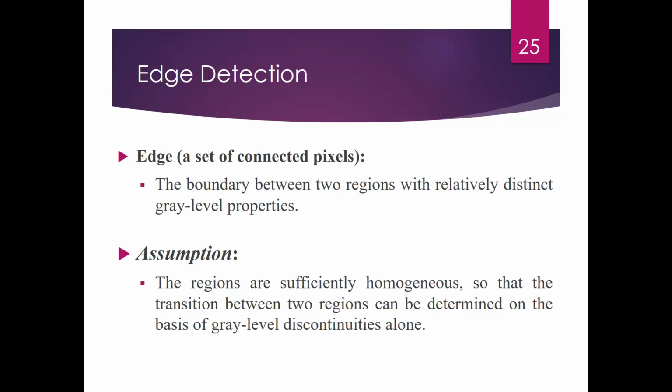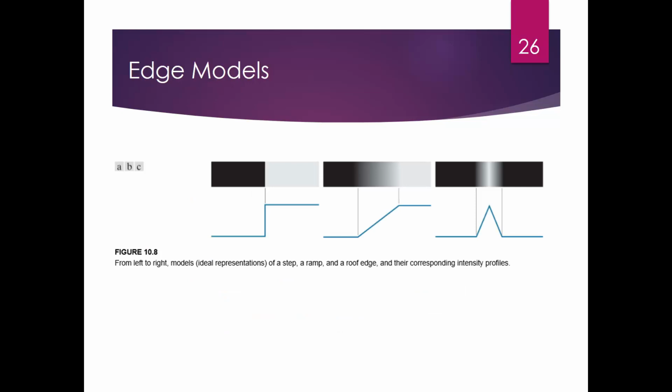Now, an edge is a set of connected pixels on the boundary between two regions with relatively distinct gray level properties. There is an assumption that the regions are sufficiently homogeneous so that the transition between the two regions can be determined on the basis of gray level discontinuities alone. Edge models can be classified according to their intensity profile. For example, this one is a step edge, which is characterized by a transition between two intensity levels occurring ideally over a distance of 1 pixel.